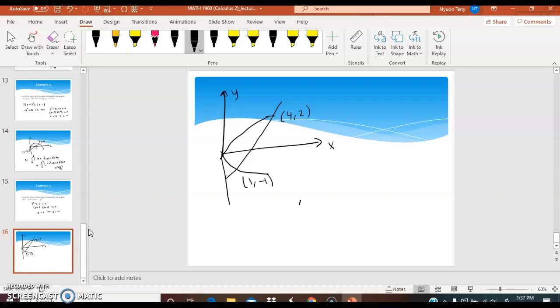So the area is equal to the integral from -1 to 2 of y plus 2 minus y squared dy, and we're going to get 9 over 2, which is 4.5. All right, that concludes it.